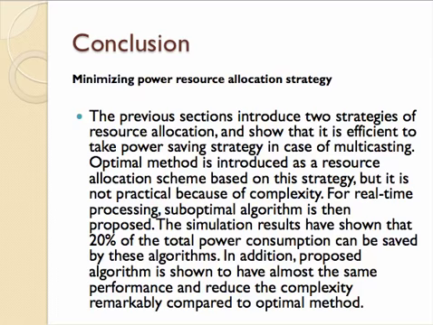For the minimizing power resource allocation strategy, the previous sections introduced two strategies of resource allocation and showed that it is efficient to take the power saving strategy in case of multicasting. An optimal method is introduced as a resource allocation scheme based on this strategy, but it is not practical because of complexity. For real-time processing, a suboptimal algorithm is then presented.